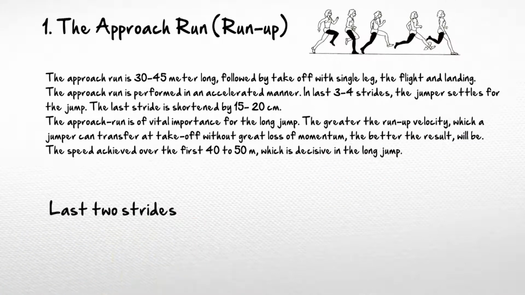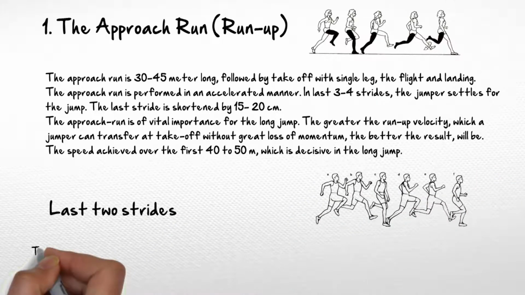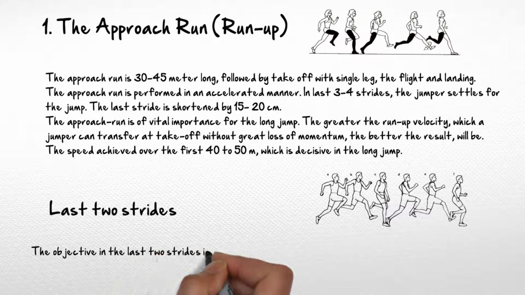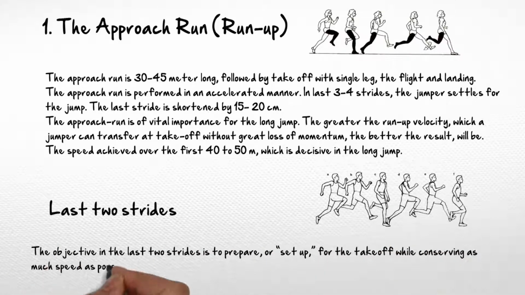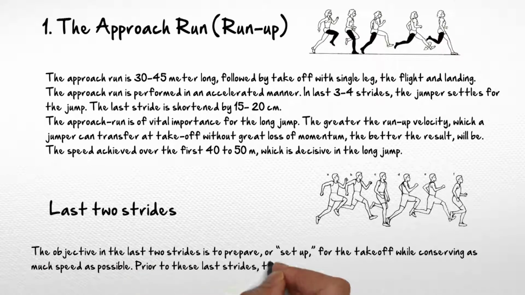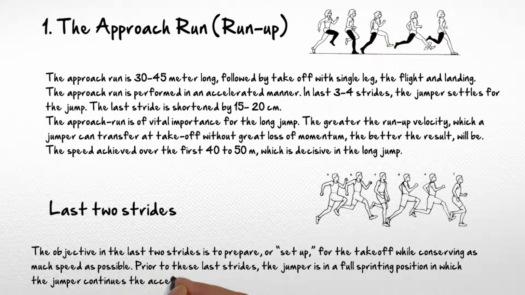Last two strides. The objective in the last two strides is to prepare or set up for the takeoff while conserving as much speed as possible. Prior to the last stride, the jumper is in full sprinting position, in which the jumper continues the acceleration by pushing down against the ground.